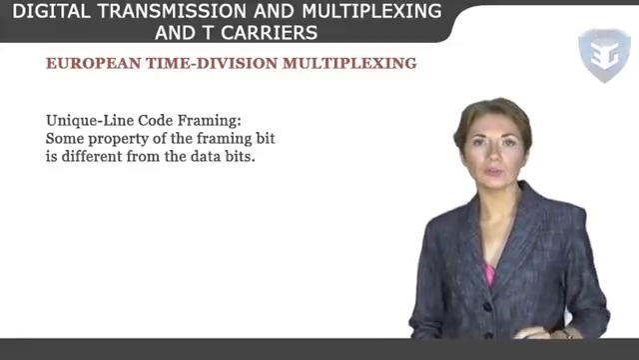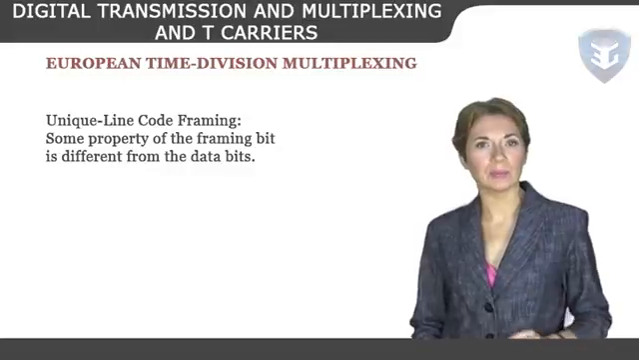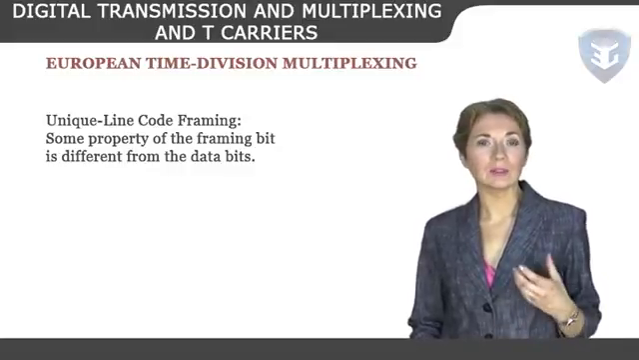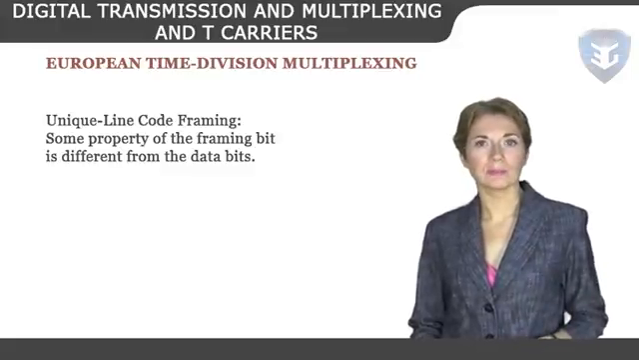Unique line code framing. Some property of the framing bit is different from the data bits. The framing bit is either made higher or lower in amplitude, or with different time duration. The advantage is that synchronization is immediate and automatic.